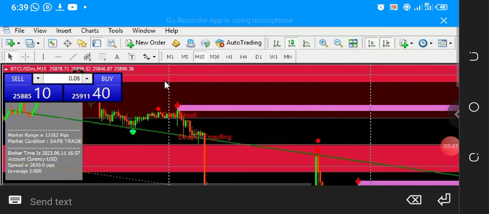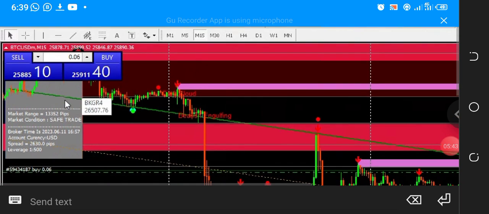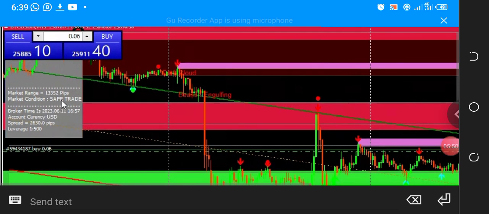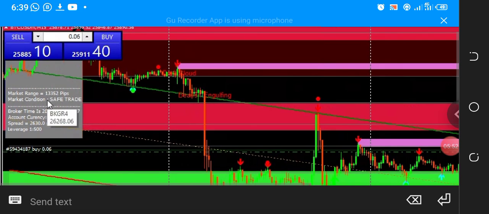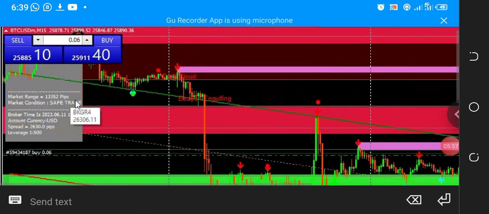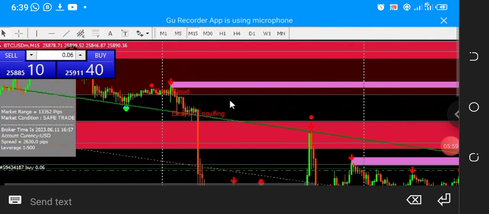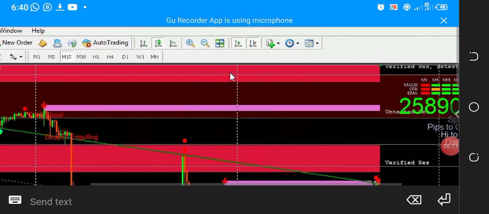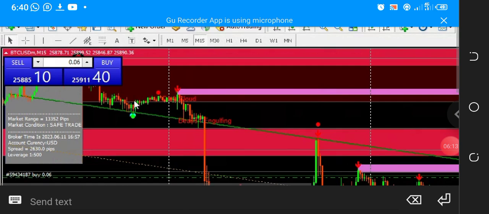Okay. Then the next thing you want to look out for, which will be number 4, is your dashboard. Your FMMT dashboard must show safe trade here on the 15 minutes time frame. Market condition must say safe trade. Of course, you will see the number of pips you will make when you take the trade. So if that is the case, once it is at the 100 level, it has come into this red horizontal zone, and it has shown you safe trade.